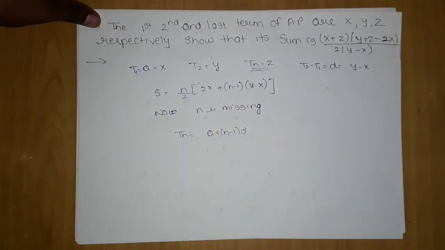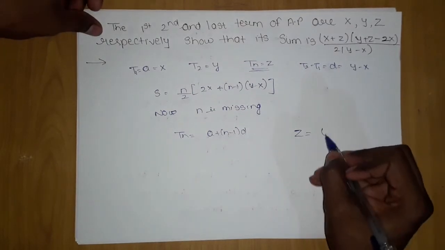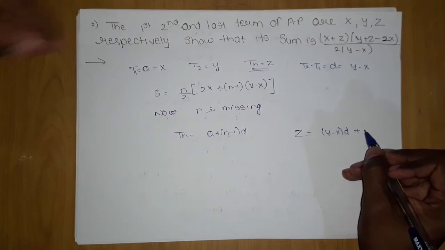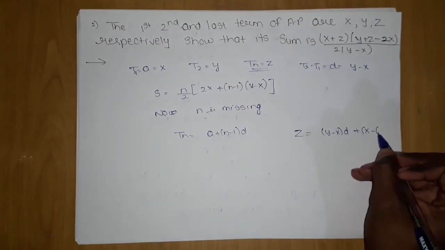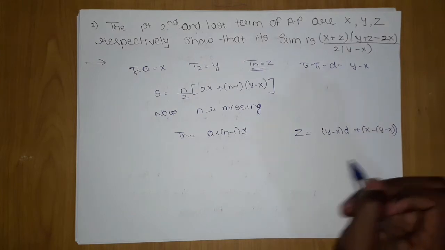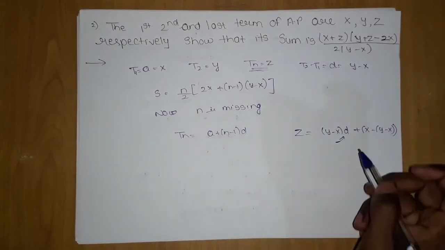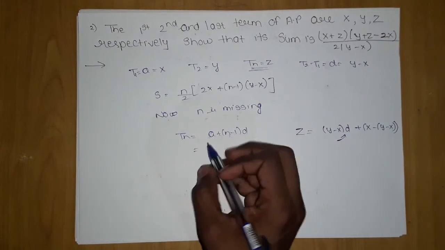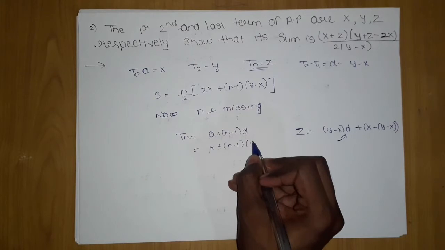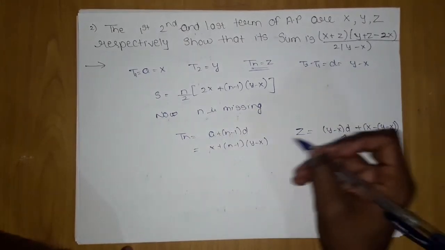Now if you do it by the direct method, it will be z equals the difference y minus x into d plus first term x minus d, y minus x. This is becoming complicated, so here you should avoid this first method. When a numerical value is given, you should use this method. So we will go with x plus n minus 1 into d, which is y minus x. And the second reason is our question is similar to this.